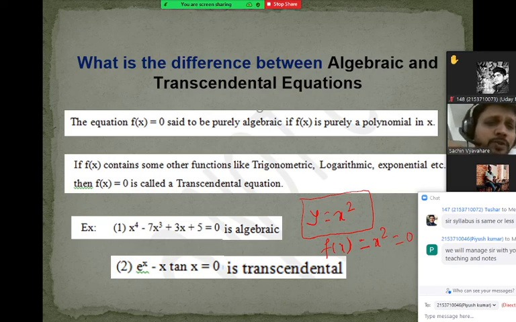How do we get the roots graphically? If we plot this curve y equal to x square, or f(x) equal to x square, the intersection of the curve with the x-axis gives us the root. So one way to get the root of this equation is to plot the curve and see the intersection of this curve with the x-axis. That point gives us the root.